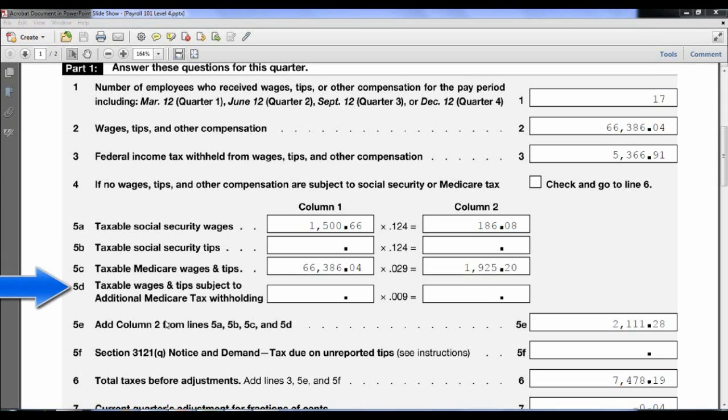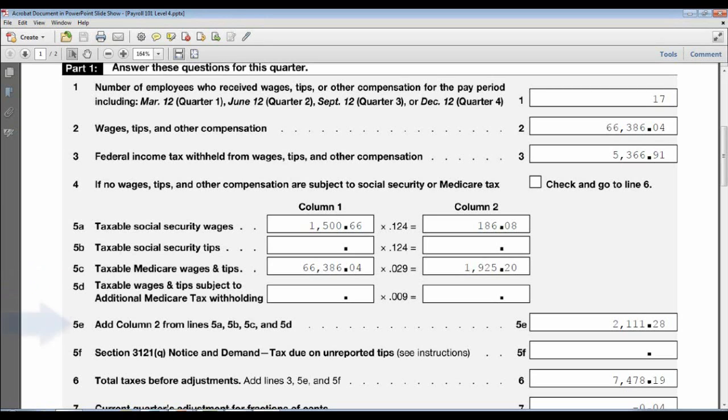Let's look now at line 5D, taxable wages and tips subject to additional Medicare tax withholding. Remember, we talked about this earlier. The entity must withhold a 0.9% additional Medicare tax from wages paid to an employee in excess of $200,000 in a calendar year. Additional Medicare tax is only imposed on the employee. There is no employer share of this tax. For our fictional entity and for most public employees, no additional Medicare tax would be withheld.